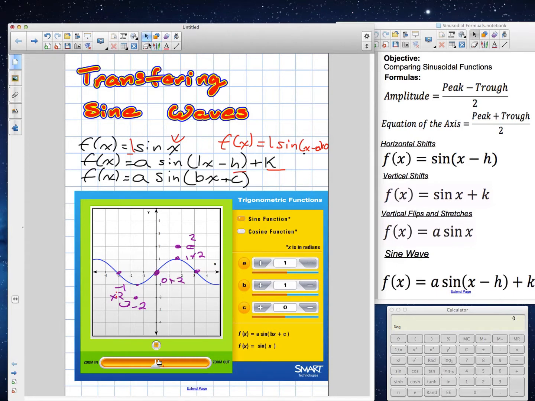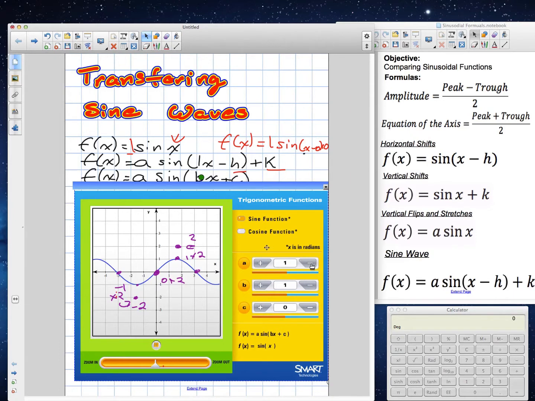So let's take a look at it. We move this up to 2, and it exactly fits what we predicted. The zeros stay the exact same, and our peaks and our troughs get moved by a new amplitude of 2. So obviously, if I click it to 3, what's going to happen? Okay. We go up to 3 and 4. Now, let's go back to 1.